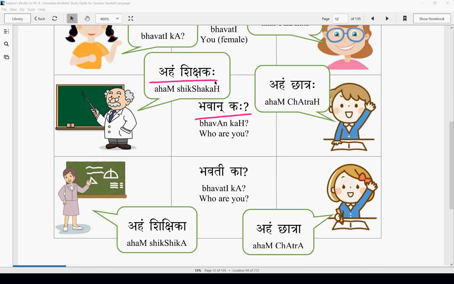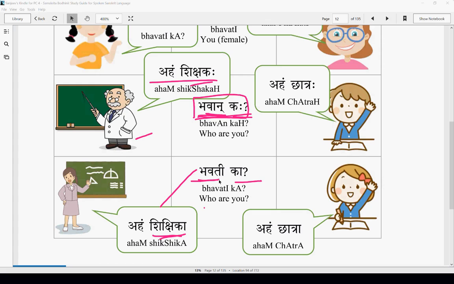The Chatraha is for male student. Chatra is for a female student, girl student. Similarly, Shikshaka and Shikshika. So here we are using Bhavan Kaha when the other person is a male. Bhavan and Kaha. And if the other person is female, we are using Bhavati and Ka.